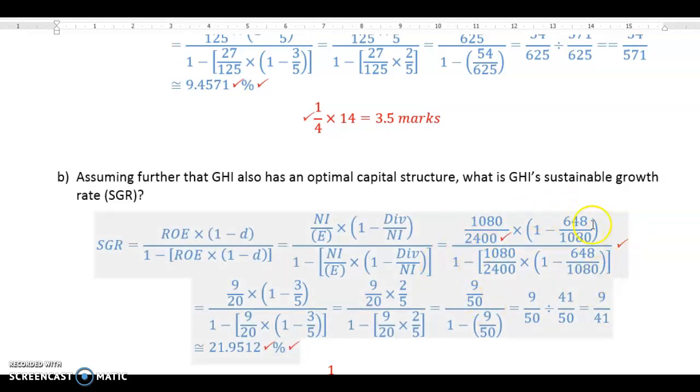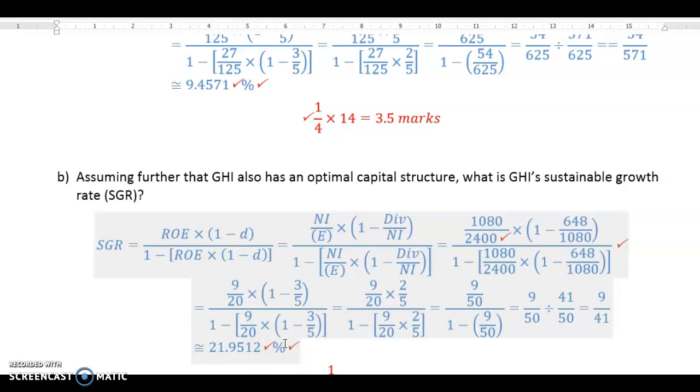The rest is the same. All the others will be the same. The only figure you change is here and here. Therefore there is only 1 quarter mark here for the right number, and then overall if you have written the expression in this manner, you get another quarter mark, and then the right answer is 21.9512%. So a quarter mark for the number and also a quarter mark for the unit. It must be in percentage.